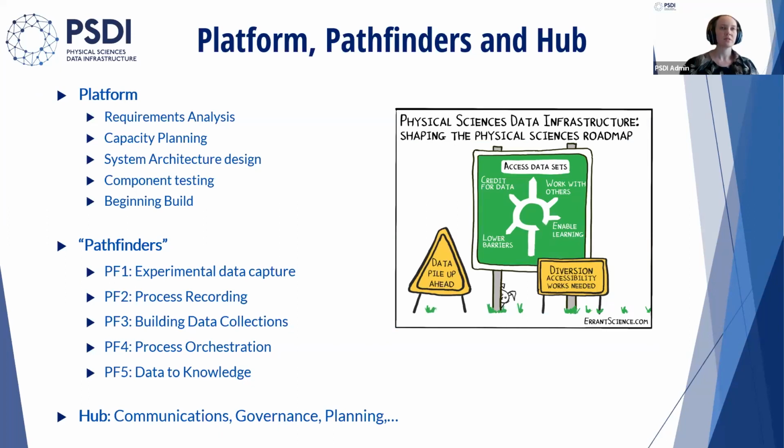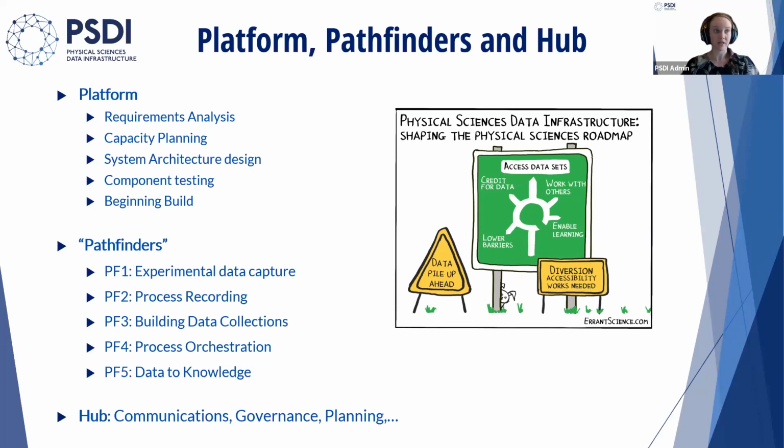So across all of these work packages, the activities largely divide into 3 areas. Within the platform, we're undertaking several scoping activities. In particular, we're continuing this requirements analysis and capacity planning, both inside the Pathfinder projects, as I mentioned, and also across the wider physical sciences community. Obviously, it's a very complex landscape, and so the requirements capture quite a diverse selection of requirements. As part of the system design, we've also been undertaking the evaluation of technology components and beginning the system build.